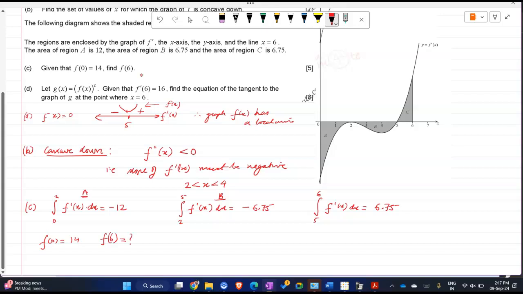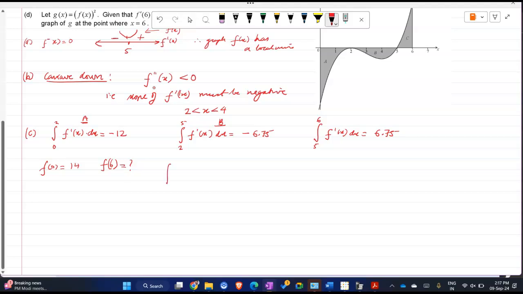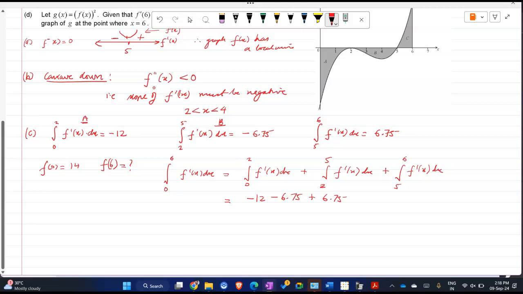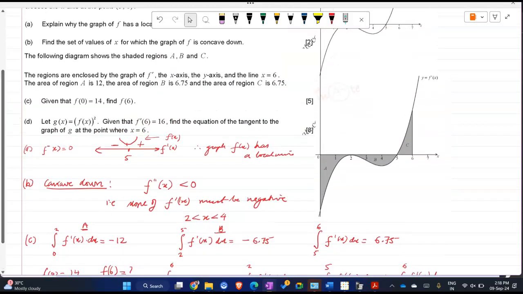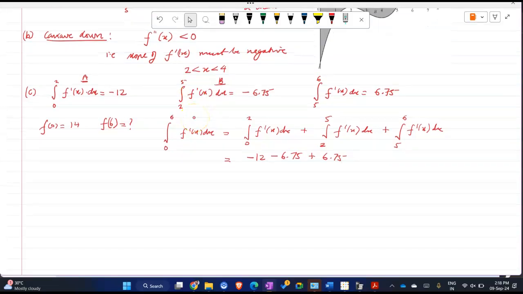Very simple. Yeah. Okay. So now we can say that the integral from 0 to 6, correct? Yeah. f'(x) dx will be the integral from 0 to 2 of f'(x) dx plus the integral, using the rules. You remember the rules, no? Yeah. Plus the integral from 5 to 6 of f'(x) dx. So the integral is minus 12, minus 6.75, correct? Yeah. Plus 6.75. Both are 6.75? Yeah. So that means the integral is minus 12. This and this will cancel out.